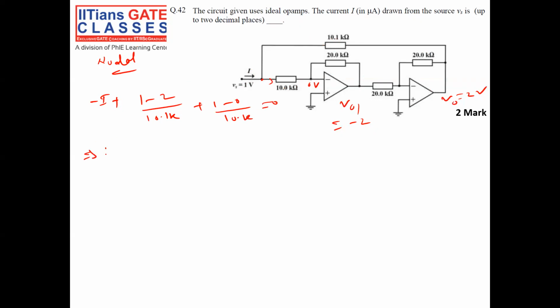This implies I is equal to 1 by 10.1 K plus 1 by 10 K. So then let us calculate, guys. 1 divided by 10.1 K plus 1 divided by 10 K. If you have a calculator, you can easily calculate.